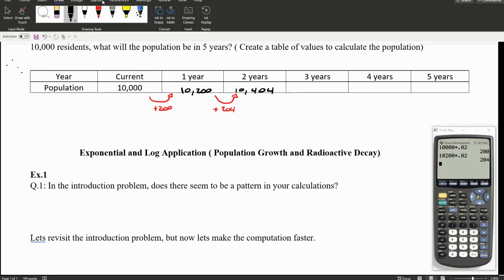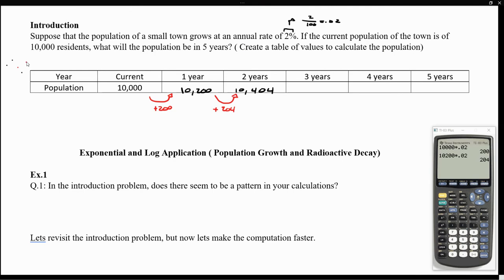Let's calculate what my population is in the third year. Again, how many residents are we going to add? It's going to be 2% of the previous year. So now we take 10,404 and multiply that by 0.02. So now we're going to increase by a total of 208.08 residents.